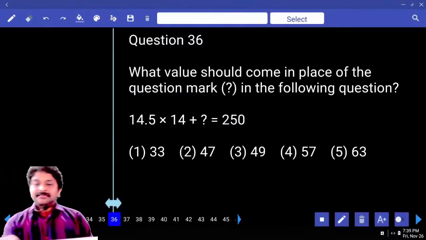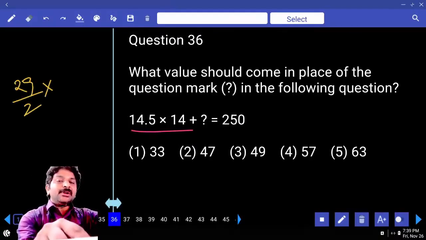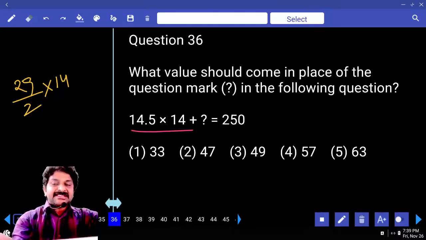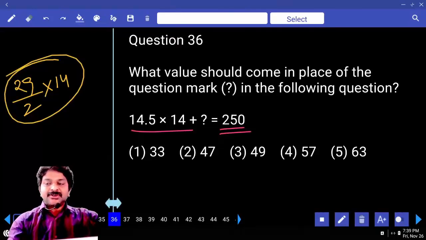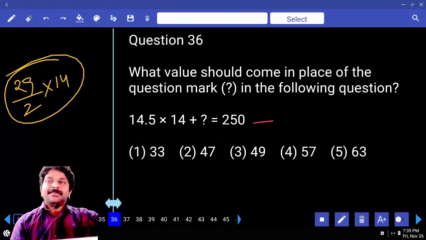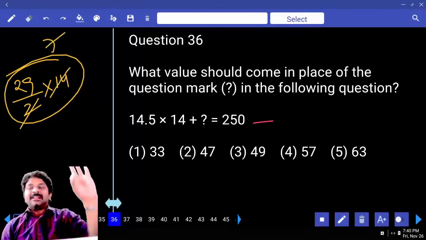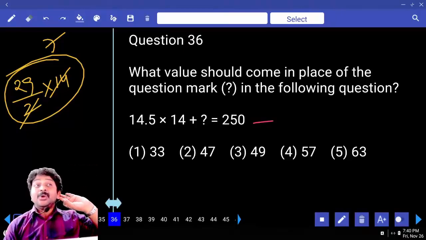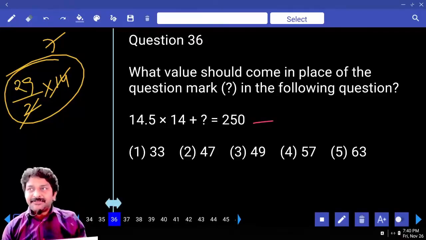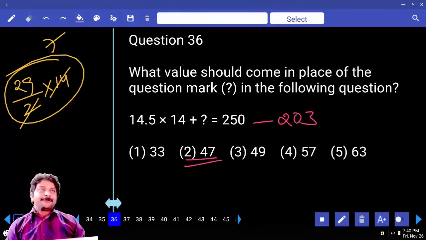Chalo, numerical ability. 14 and a half. Can I write it as 29 divided by 2 into 14 plus x is equal to 250? That means whatever the value comes here, that goes to the right hand side, and from 250 we have to subtract it. 2 how many times? 29 7 times, in the sense, take 29 as 30 minus 1. 30 times of 7 is 210. 1 time of 7 must be subtracted from it: 210 minus 7. If you subtract 203 from this, the answer is 47.